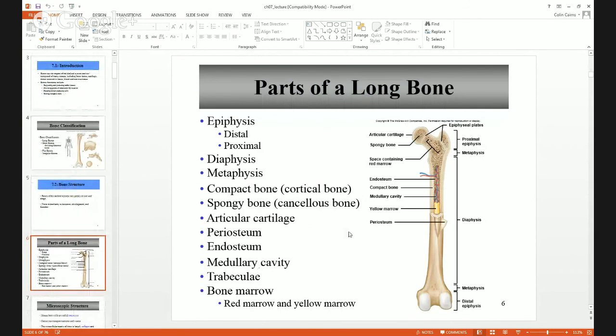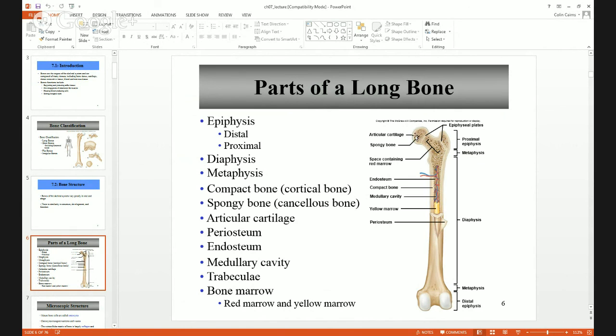The parts of the bone. This is a long bone. It includes the epiphysis, the distal and proximal. This is the proximal and this is the distal. The diaphysis, which is basically the shaft of the bone. The metaphysis, the compact bone and the spongy bone. Compact is cortical bone. Spongy bone is called cancellous bone.